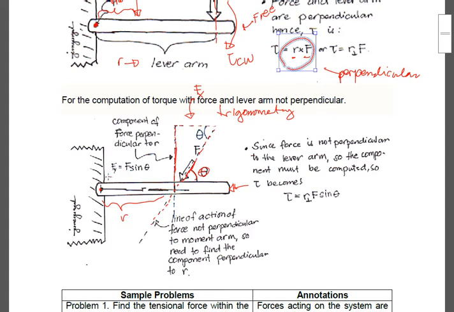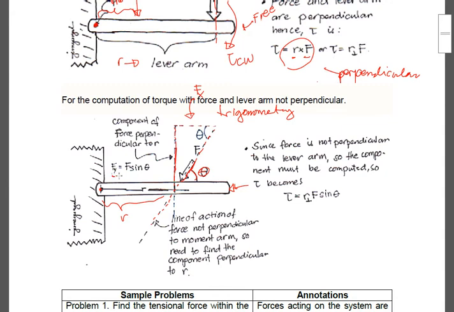Now, in solving for that, we should be using the sine function.